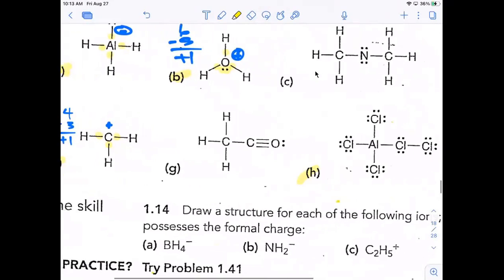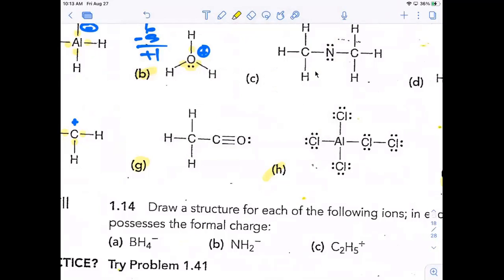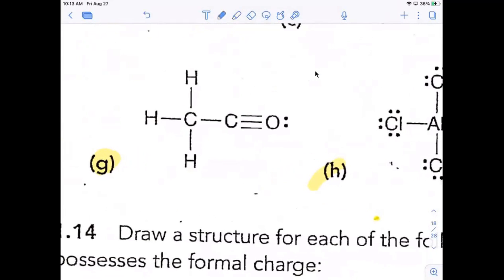All right. Let me add one. Let's do G as well, because that has multiple atoms. Let's do all 3 atoms. What about this? Do we have to do that? Doesn't it have 4 bonds already in the 4 octet? Yeah. So what's the charge on it? 0. 0, right? It's not charged.